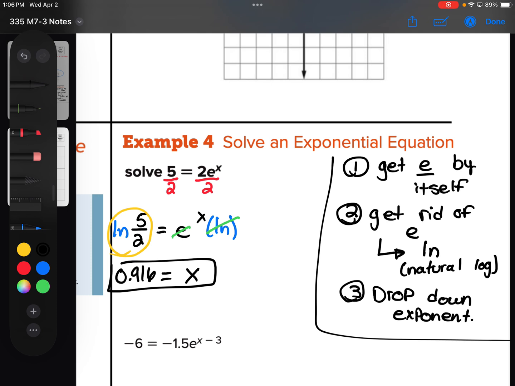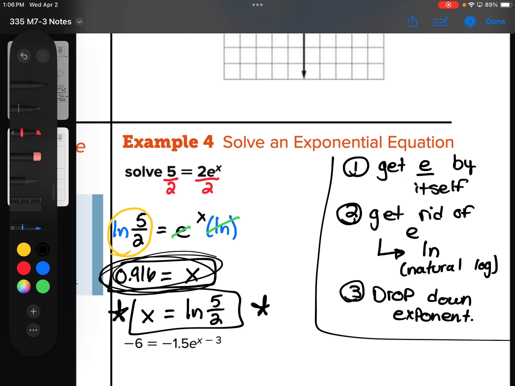On Alex, if you have any Alex assignments, your correct answer is going to be left in natural log form. So this is what you would type in on Alex, okay? For our tests and quizzes, I'm going to prefer decimal answers because those make more sense to us as to what it is. Alex wants exact answers because, once again, this is an irrational number that we rounded. So that 0.916 is going to keep going on forever and ever with random numbers, okay?